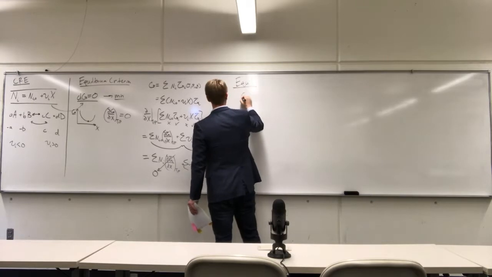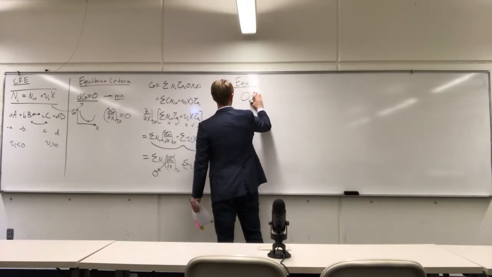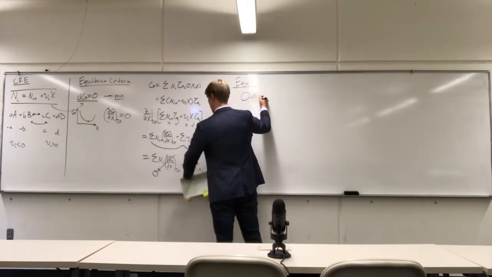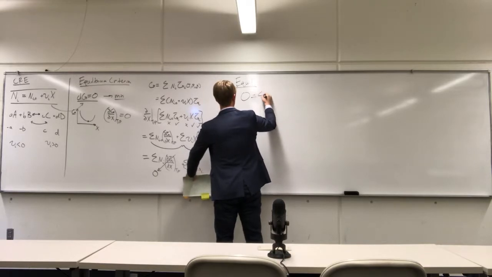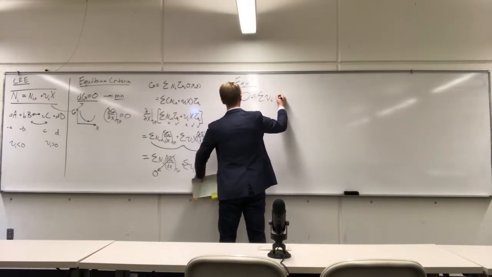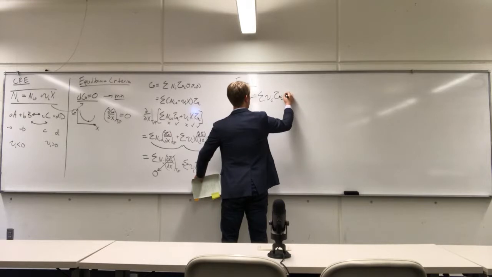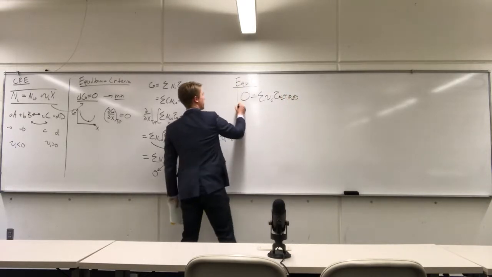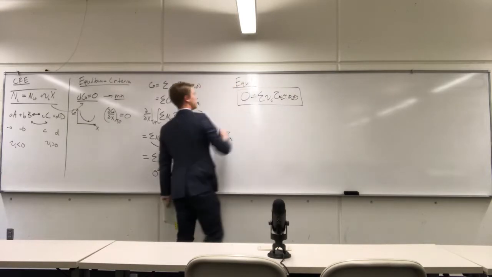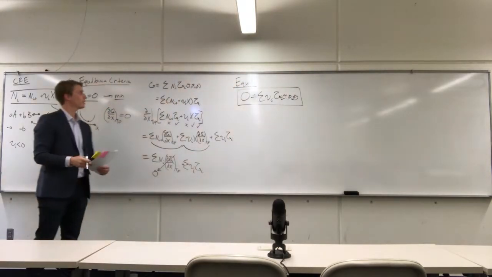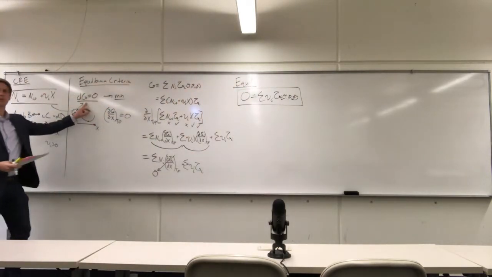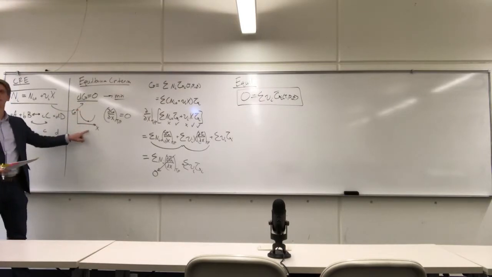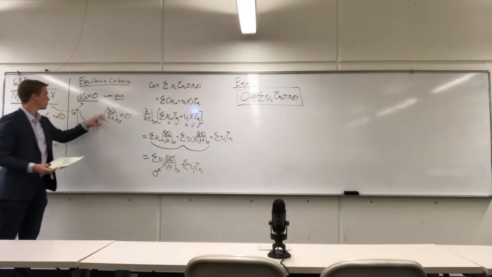So at equilibrium, the summation of the stoichiometric coefficients multiplied by their partial molar Gibbs energies is equal to 0. If we satisfy this criteria, that means that the Gibbs free energy is at a minimum here. Right, we just took this function here exactly.